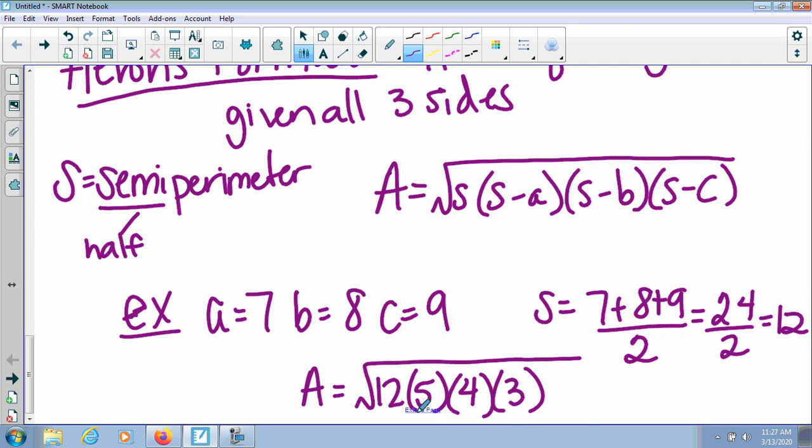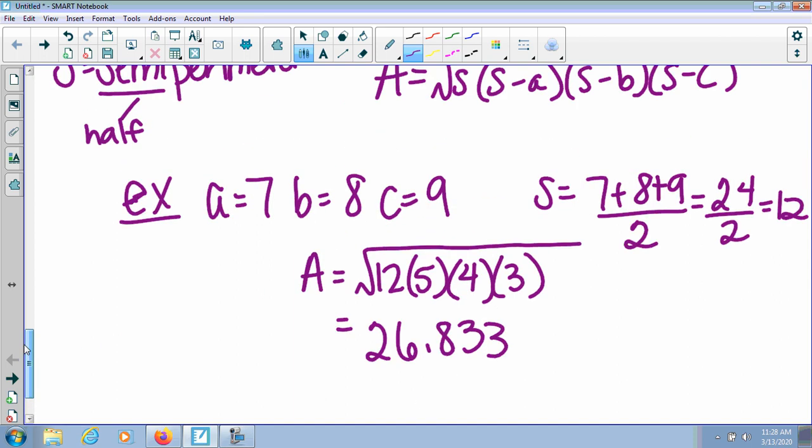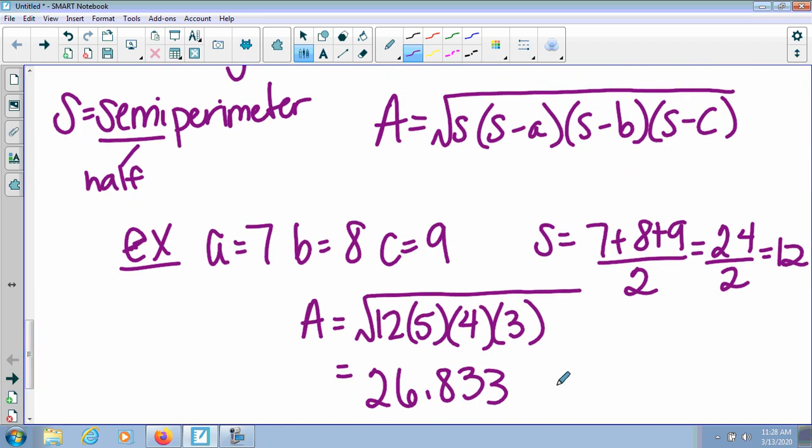So what do we have? Square root of 12 times 5 times 4 times 3. Enter, and the area of a triangle with sides 7, 8, and 9 is equal to 26.833, and whatever units you're in. They didn't give us a unit, so you could put units squared if you wanted to. Say inches squared, because you're doing area for that.